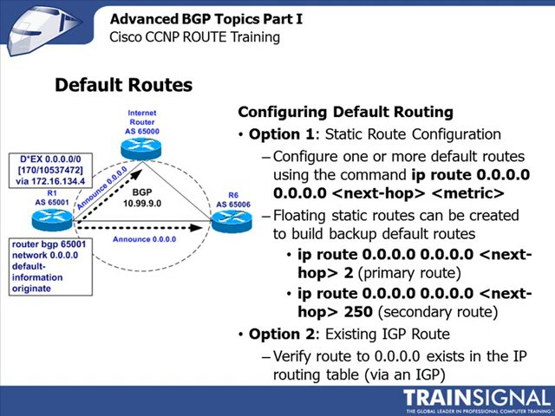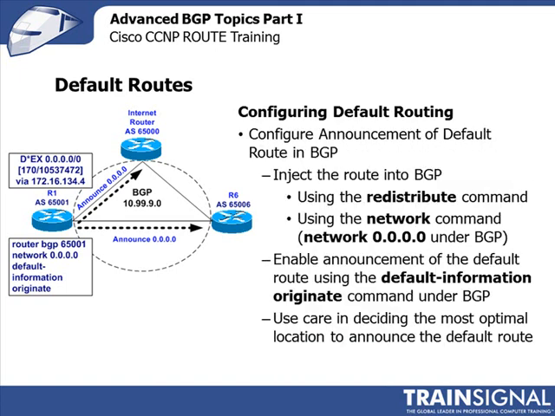Make certain that there's a route to the 0.0.0.0 network, and then you configure the announcement of the default route in BGP. You can do this one of two ways. You can either use the redistribute command, and we're going to cover redistribution in a different lesson, but that's one way to do it. The other is you can use the network command. And if you recall, the network command in BGP announces specific prefixes. So in order to be able to do this with a default route, you just use the network 0.0.0.0 command under BGP, and then, as in the case with other routing protocols, use the default-information originate command under BGP.